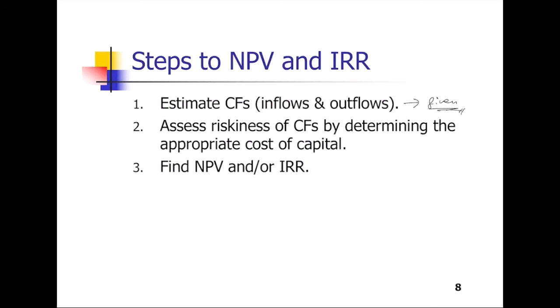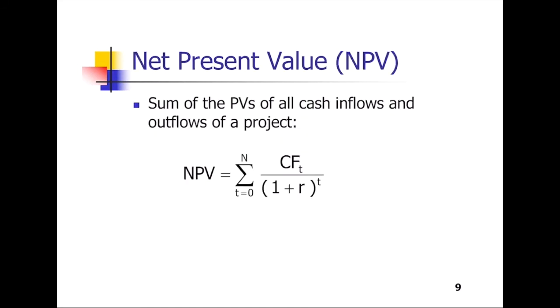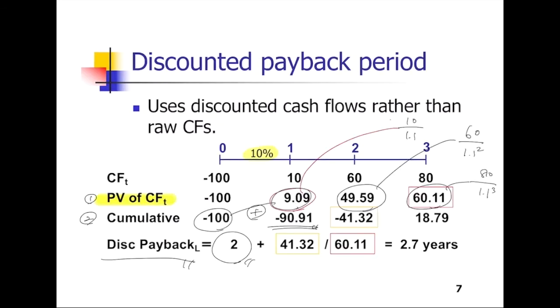And second, assess the riskiness of cash flows by determining the appropriate cost of capital. So this is the definition of the NPV, net present value. It can be calculated by the sum of present values of all cash inflows and outflows of a project. As you can see, there is R, right? What does R mean? We already saw the number, the R. In this case, 10%. What does the number mean?